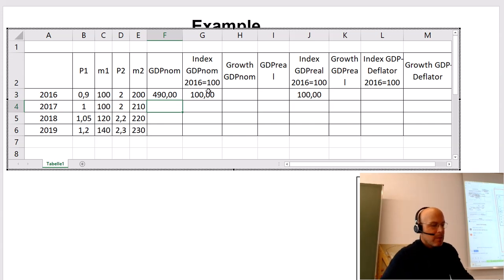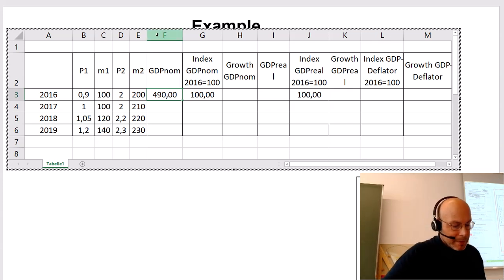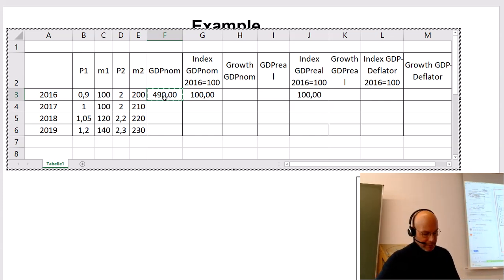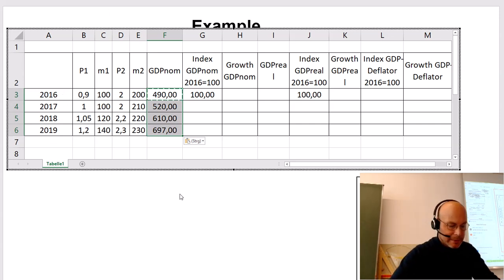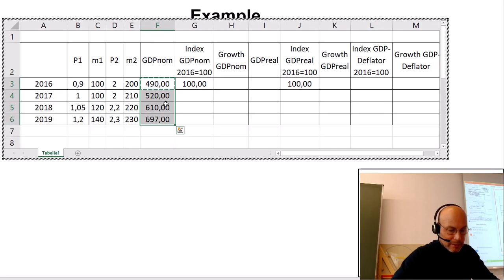Well, and why do I do this in Excel? Well, it is always the same thing which we have to do. In the second case, 1 times 100 plus 2 times 210, and this would be 520. But if I have already used the formula here, then I can just copy down this formula and I directly have all the numbers.